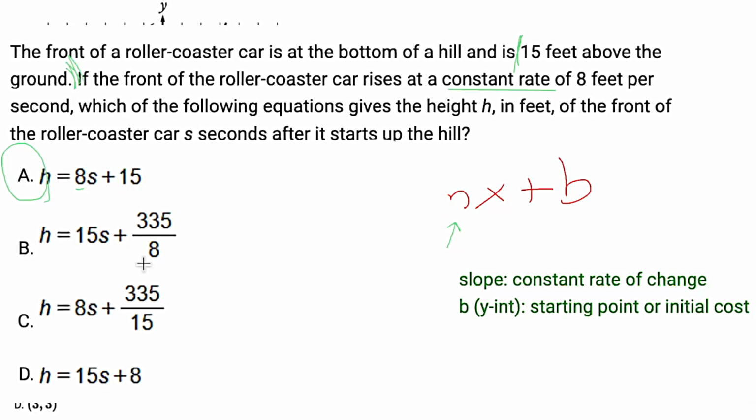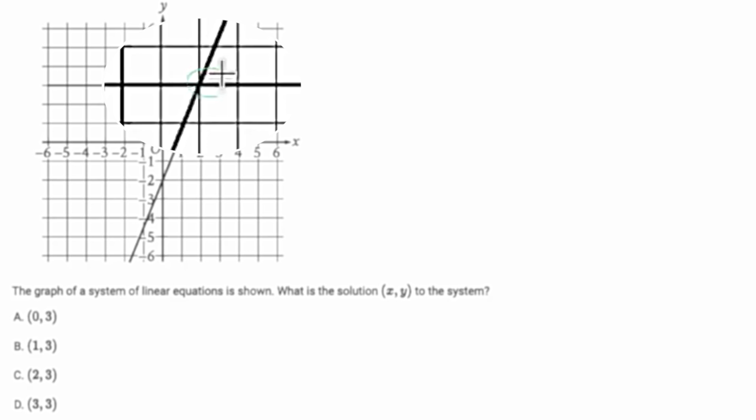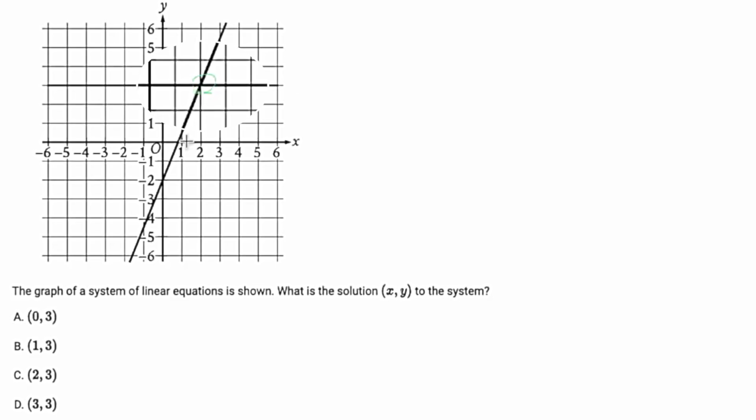It's A. Our next easy math question is a system of equations, specifically a system of linear equations, and it's asking for the solution. Well, this one's easy enough. Solution means where do the lines touch? I see 1 point right here, so I'm going to count my x's, 1, 2, and then my y, 1, 2, 3. The answer is 2, 3.